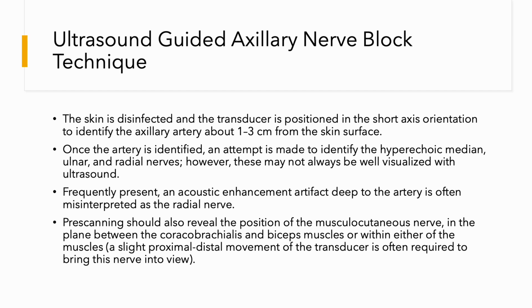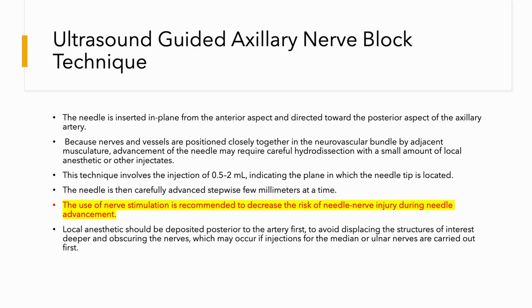Okay, remember that ultrasound beams flow through that blood really easy, leading to an acoustic enhancement on the opposite side of that artery. So usually what we want to do is pre-scan, so we want to reveal the position of the musculocutaneous nerve in the plane between the coracobrachialis and biceps muscles, or within either of the muscles, depending on where we intersect it. Okay, a slight proximal to distal movement of the transducer is often required to bring this nerve into view.